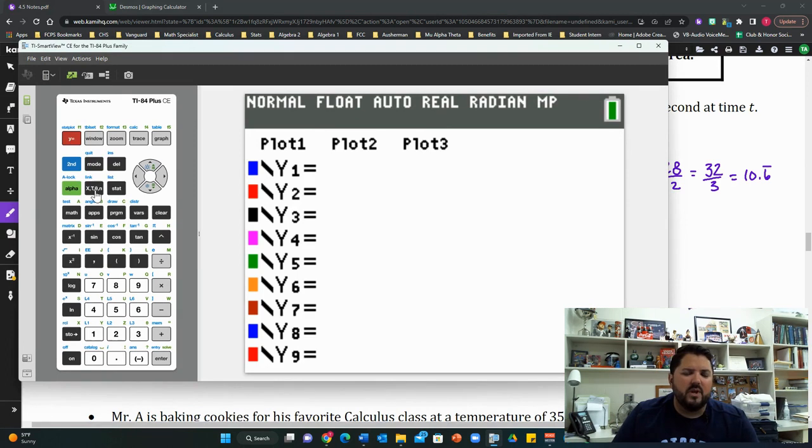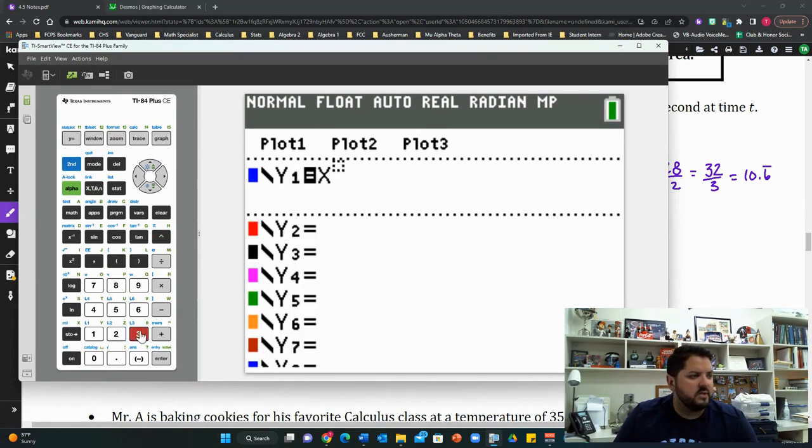Now again, we don't use t's in the calculator, so I'm going to have to use x's. So I'm going to do x to the third minus 10t squared plus 29t, or x in this case, and then minus 20, okay?